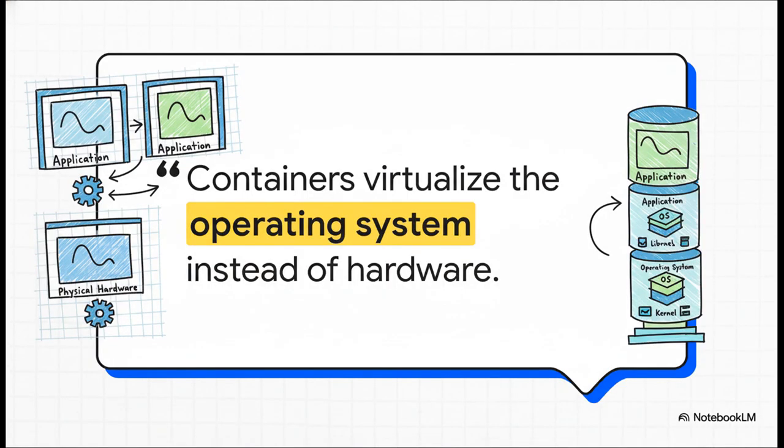Now, if you remember just one thing from this whole explainer, please make it this quote right here. It's so important. VMs are an abstraction of the physical hardware. They trick an app into thinking it has its own metal. Containers are an abstraction of the operating system. They trick an app into thinking it has its own fresh OS. It's a subtle but massive difference.